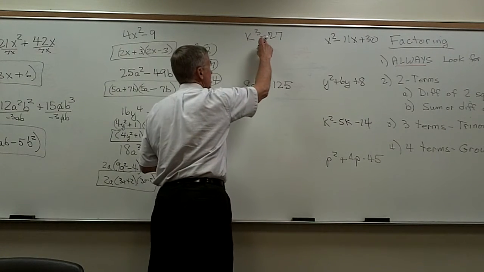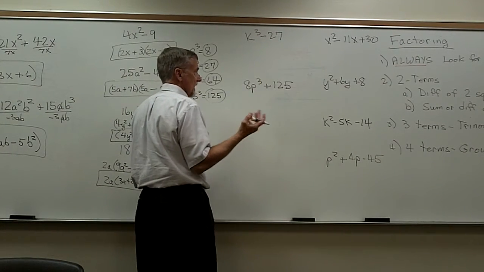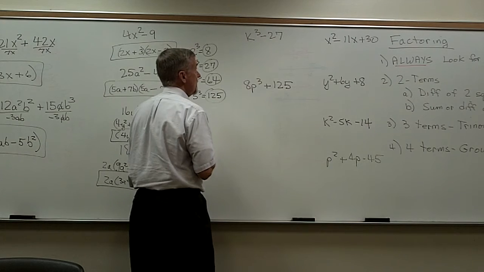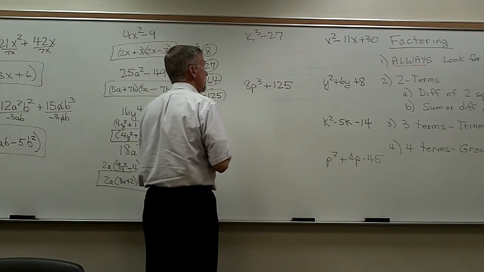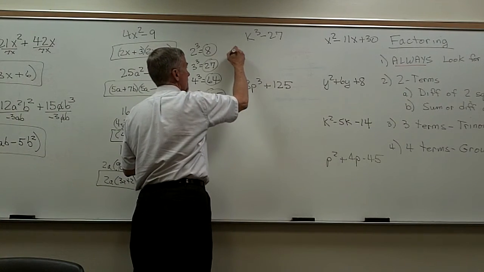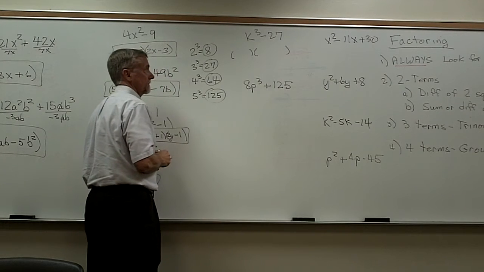So this is the difference of two cubes. As long as my exponent is 3 or 6 or 9, any multiple of 3, that means it's a cube. And 27 is my second perfect cube. So if you have the difference of cubes, the factors follow a very specific pattern.